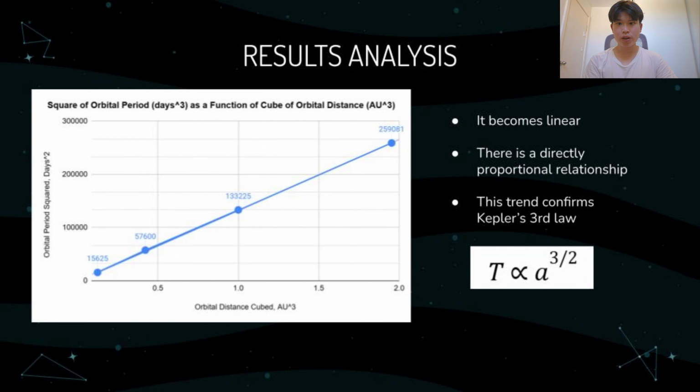However, when you take the square of the orbital period and the cube of the orbital distance, the new graph becomes linear. An increase in orbital distance cubed corresponds to an increase in orbital period squared, revealing a clear proportional relationship. As a result, T must be directly proportional to a to the power of 3/2. Therefore, the simulation results satisfy Kepler's third law.